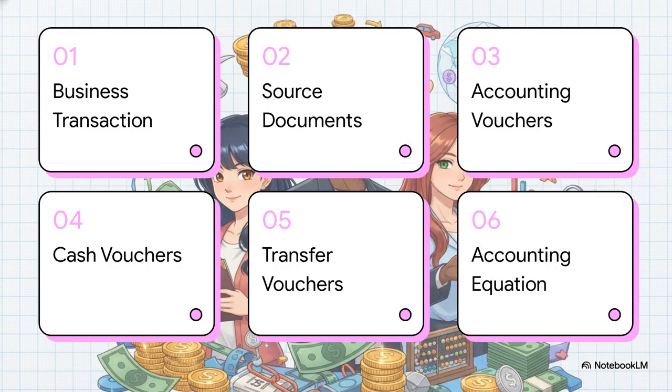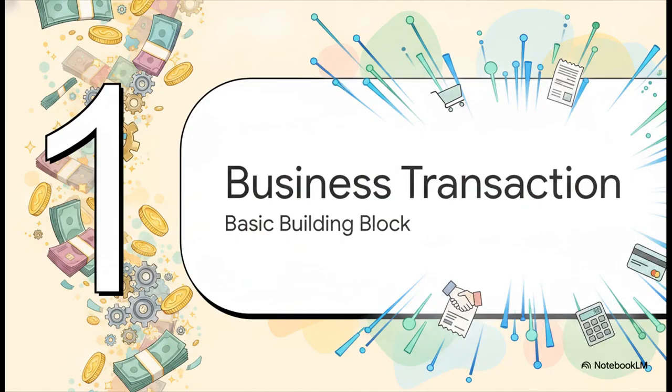To keep things super clear, we're going to build this up block by block. We'll start with the business transaction itself, then look at the proof behind it with source documents. From there, we'll see how that gets translated into accounting vouchers, check out the specific types of cash and transfer vouchers, and finally, wrap it all up with the ultimate golden rule, the accounting equation. All right, let's kick things off with Section 1, the business transaction.